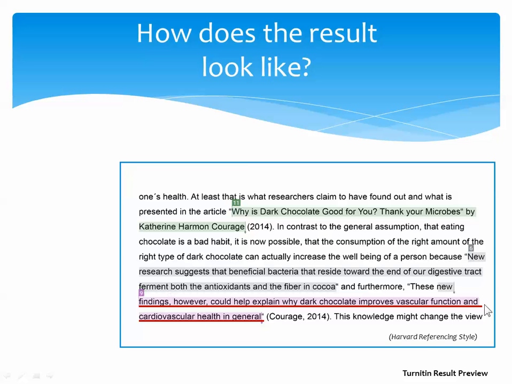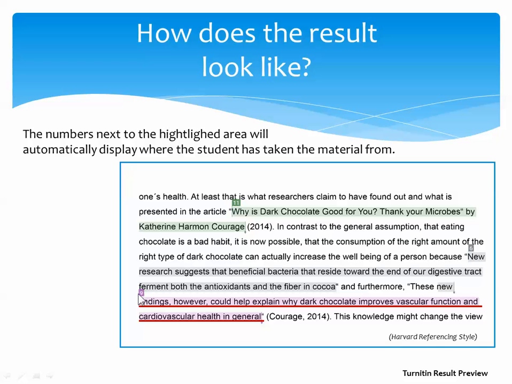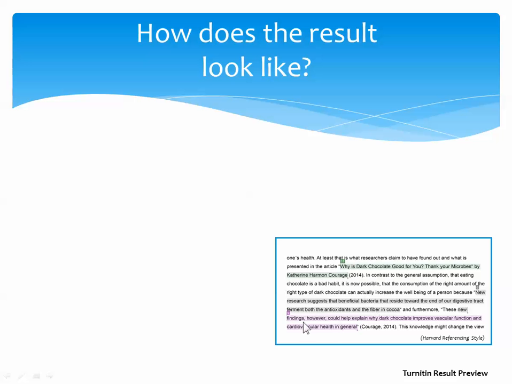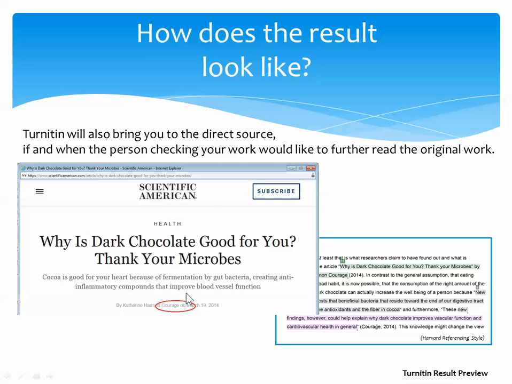So how does it work? When it's matched and we see that there are no quotation marks, for example, we can put our cursor next to the number like this, and then a window will pop up to show us where this material has been copied from, because it's a matching machine, so it just matches. And if I want to find out a bit more or want to read the article, I can double click here on the link. So for example, it will bring me to the website where Catherine Harmon Coleridge has written a piece of work about dark chocolate. So that's how it usually works.